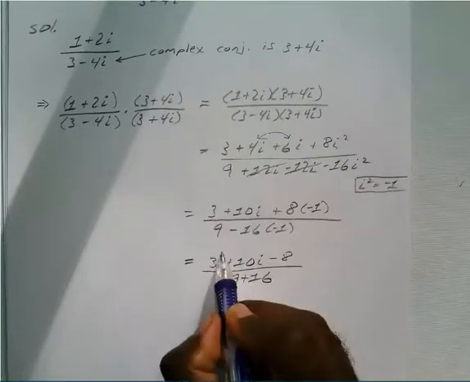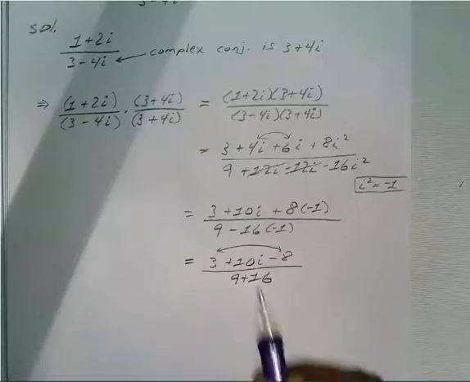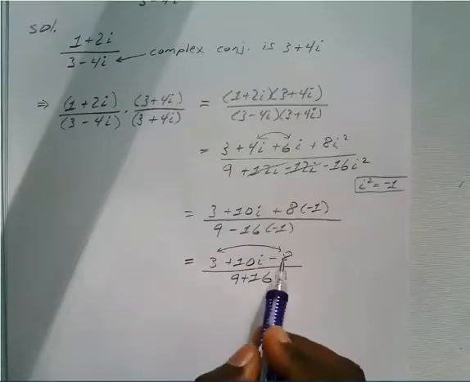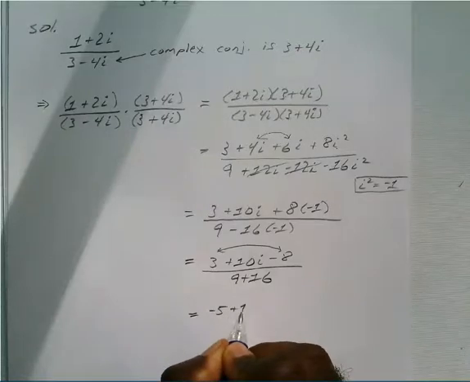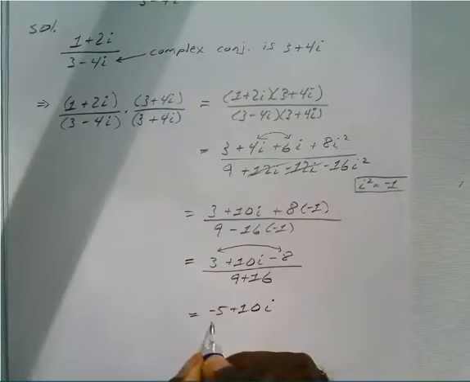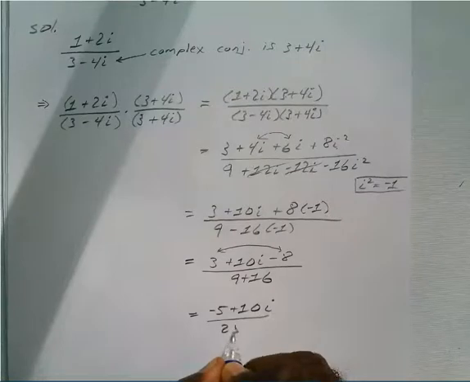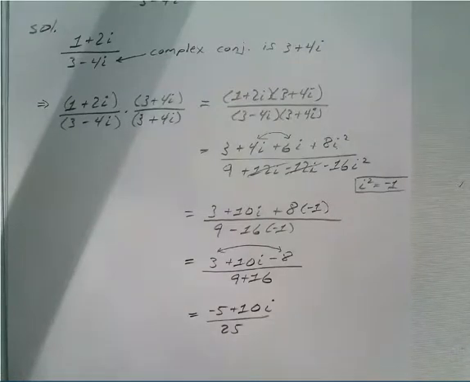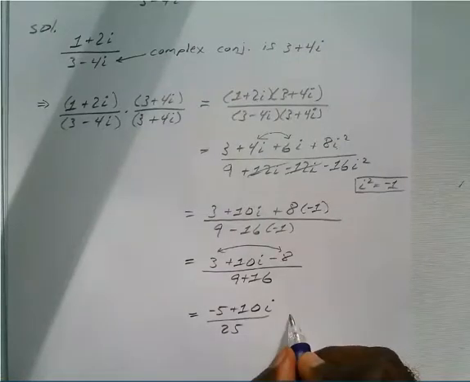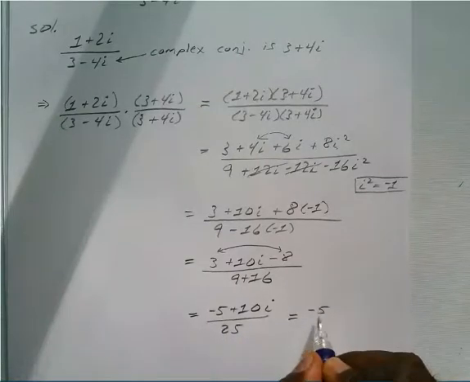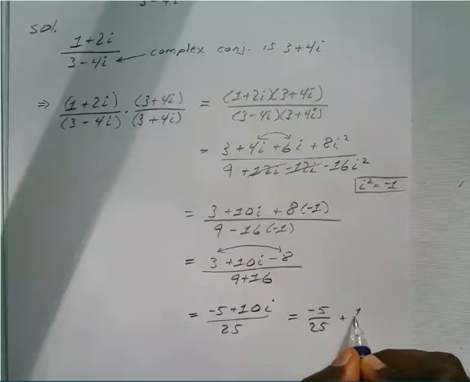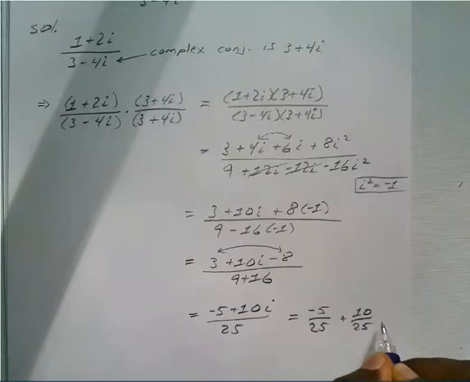Alright, so if we go ahead and combine those two, 3 minus 8 is -5. So you have -5 plus 10i all over 25, which is equal to, if we go ahead and separate it, -5 over 25 plus 10 over 25i.